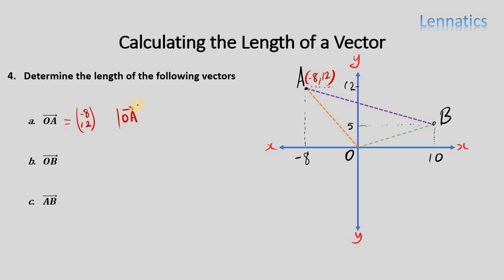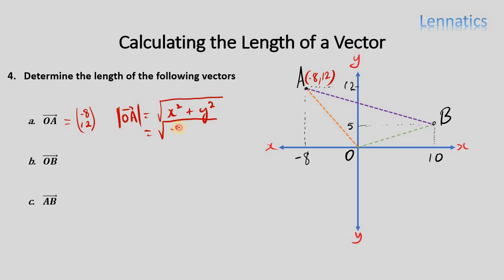So we write the two lines at both ends of the notation OA, which means length of. Now to calculate the length, we're going to use the Pythagorean theorem, basically, where we square the x component and add it to the square of the y component and find the square root of that. So the square root of x, the x component is -8 here.